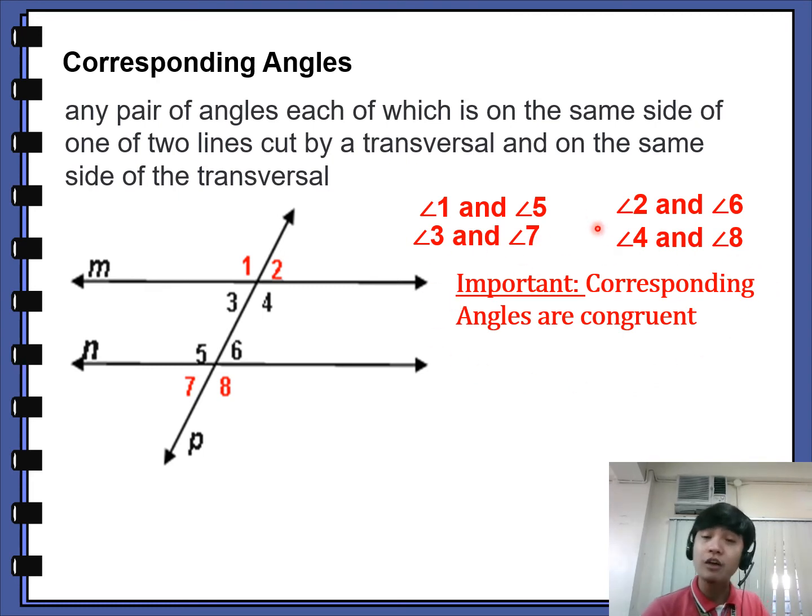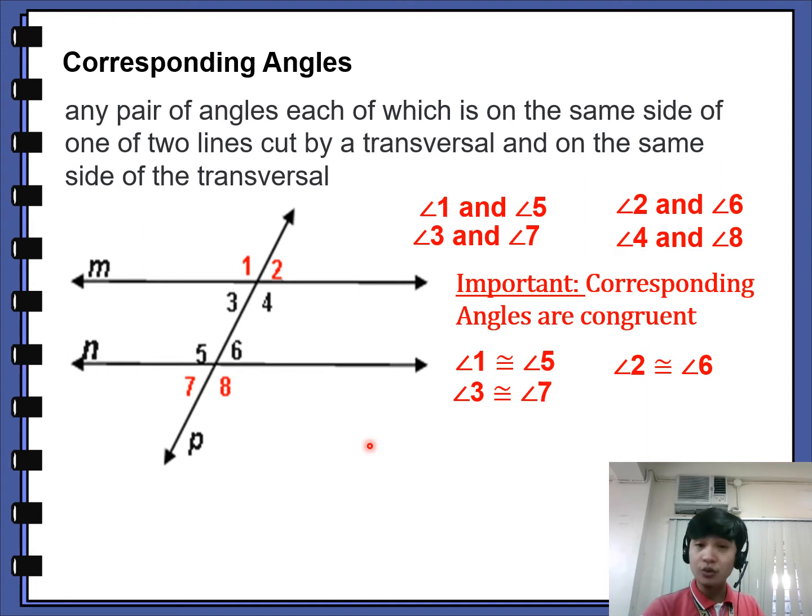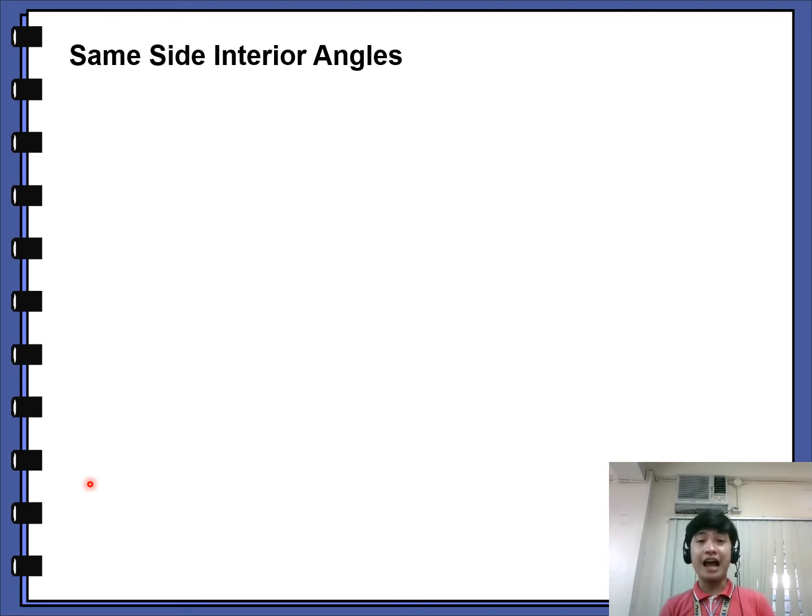So, as a result of this concept or property, we can say that angle 1 is congruent to angle 5. Angle 3 is congruent to angle 7. Angle 2 is congruent to angle 6. And angle 4 is congruent to angle 8. So, yan po yung concept ng corresponding angles. Now, let's have the same side interior angles.